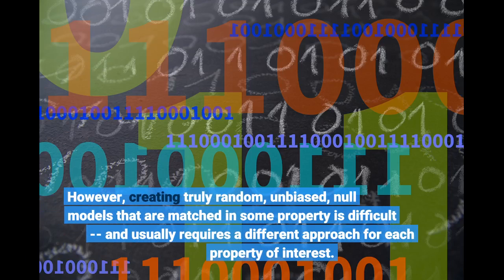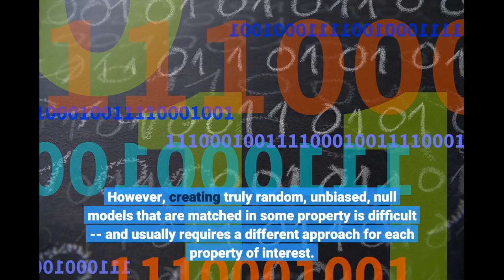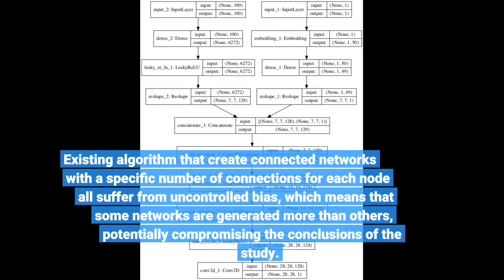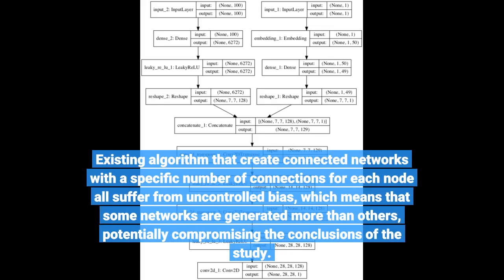However, creating truly random, unbiased null models that are matched in some property is difficult, and usually requires a different approach for each property of interest. Existing algorithms that create connected networks with a specific number of connections for each node all suffer from uncontrolled bias, which means that some networks are generated more than others, potentially compromising the conclusions of the study.